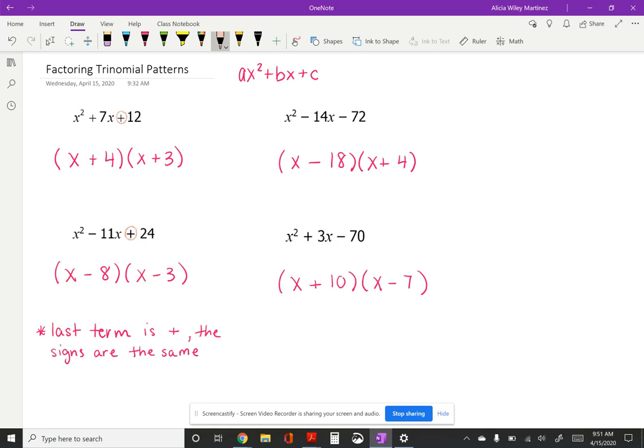Another pattern that we can see is if both of the terms in the trinomial are positive, then you're going to have positive signs in your parentheses. So in order to get positive numbers, you need to have positive numbers, right? So if we have all positive signs, everything's going to be positive, then we know that the factors have plus signs.